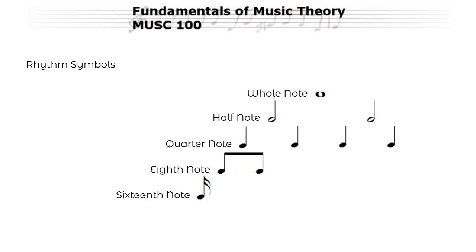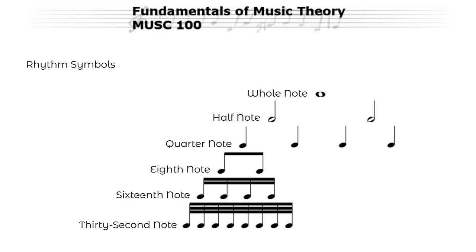A 16th note is half the length of an eighth note and is written with a full note head, stem, and a double flag. 4 16th notes are grouped together using a double beam. Again, the beam reminds you that these 4 16ths are equal in length to 1 quarter note. 32nd notes are half the length of a 16th note and are written with a full note head, stem, and a triple flag. 8 32nds are grouped with a triple beam and are equal in length to a quarter note.